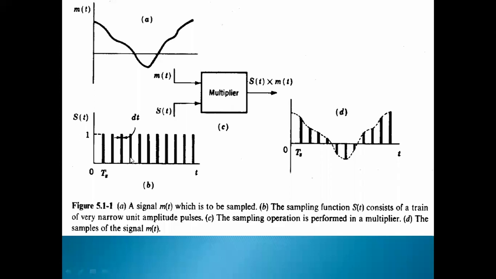This output is a sampled signal, at time instants Ts, 2Ts, 3Ts and so on. The sample pulses have magnitudes continuously varying with the m of t signal. The magnitude of the m of t signal is imposed on the sample pulses. So this procedure may also be called pulse amplitude modulation.